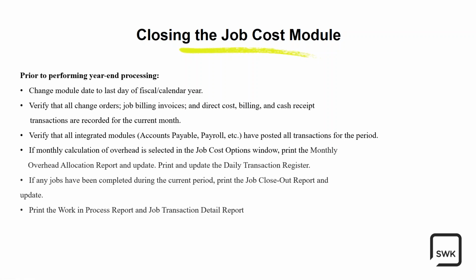Verify that all the integrated modules have posted everything. And if you're doing a monthly calculation of overhead, you want to print the monthly overhead allocation report and update it, and print and update the daily transaction register. If you've completed any jobs during the current period, you also want to print the job closeout report and update it, and print the work in process and job transaction detail report.